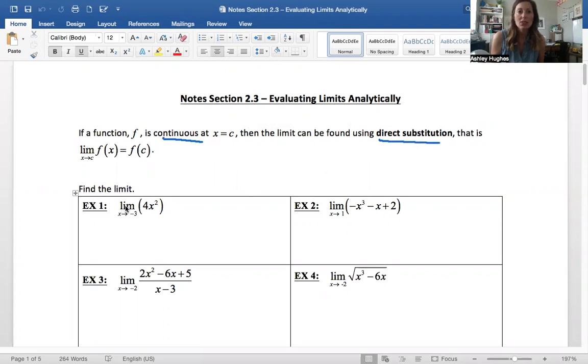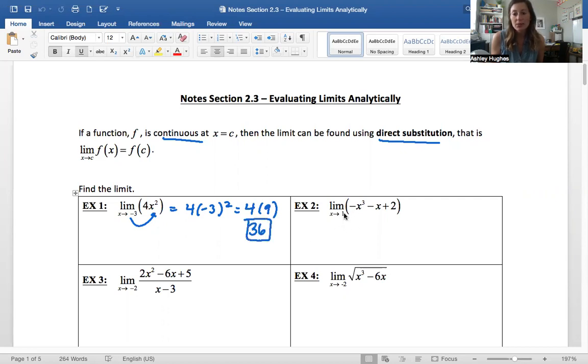So what that looks like is if I say the limit as x goes to -3 of 4x squared, well, I just plug in the -3. So 4 times -3 squared. In order of operations, we're going to square this first. So we get 4 times 9, which gives us 36.